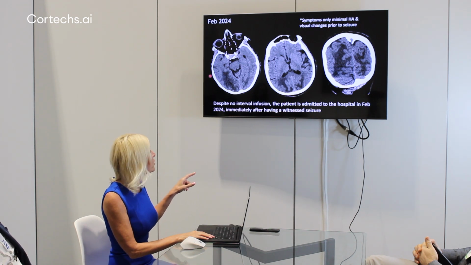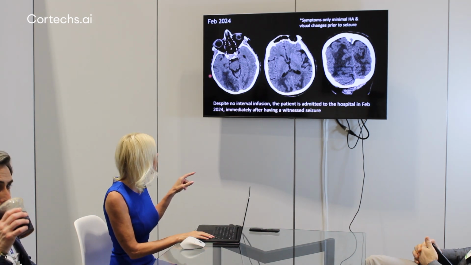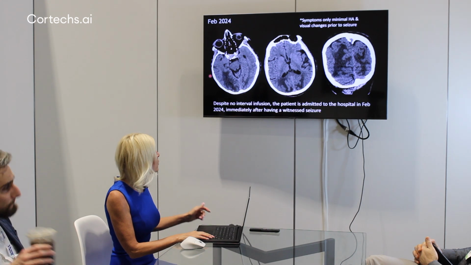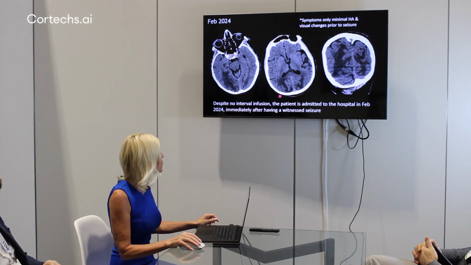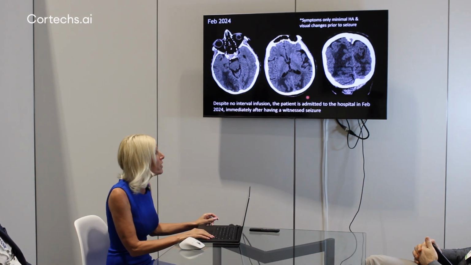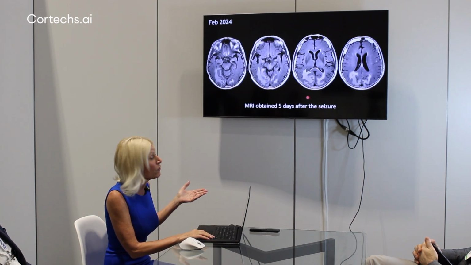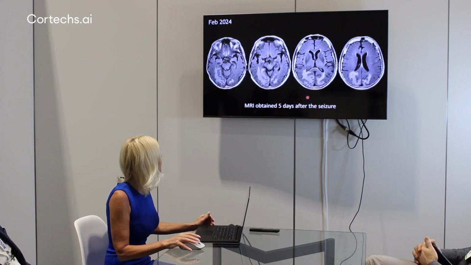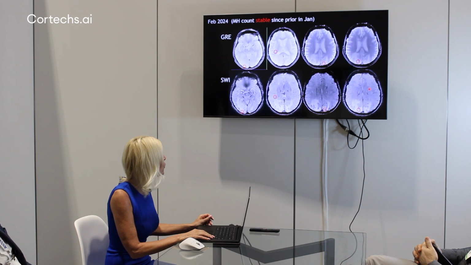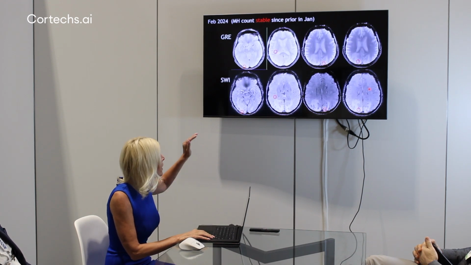Unfortunately, this patient did have a witnessed seizure, and she was brought to the hospital. You can see here that the ARIA-E has progressed, and sometimes it really does progress. ARIA-E essentially always resolves within a year, but it often gets worse before it gets better. So here is her MRI obtained 5 days after the seizure. You see the ARIA-E has definitely progressed. The microhemorrhages have stayed stable since the month prior.